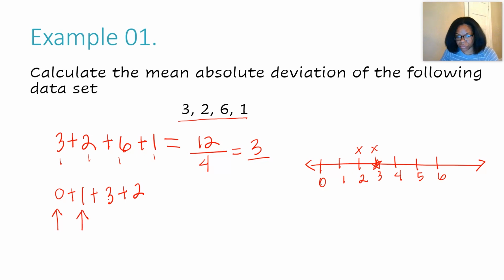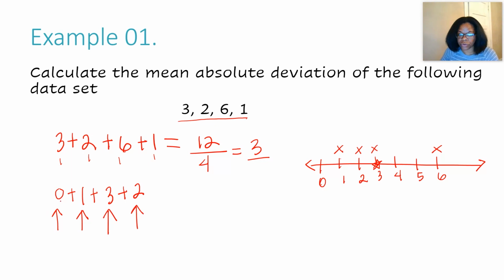Now my next number in the data set was 6. So 6 is over here. How many spaces is 6 away from 3? It's 1, 2, 3 spaces away. That's where this 3 came from. And then 2. That came from 1 because it was 2 spaces away from 3. It was 1, 2 spaces away. And so that's where the 2 came from.